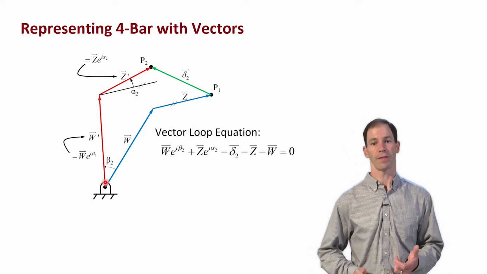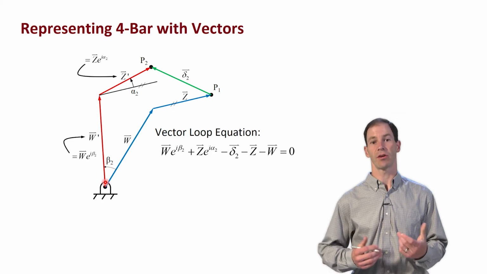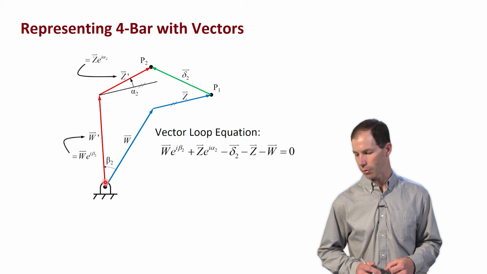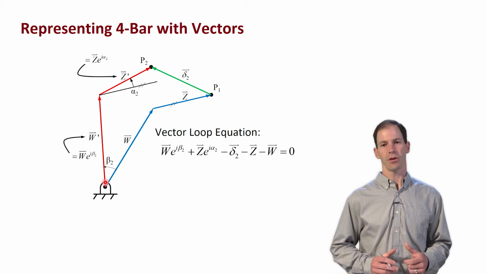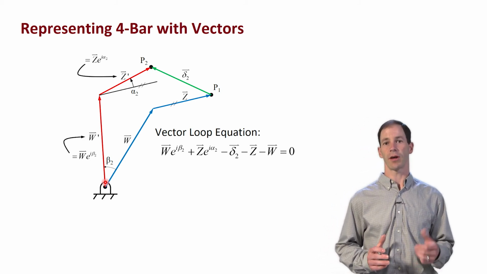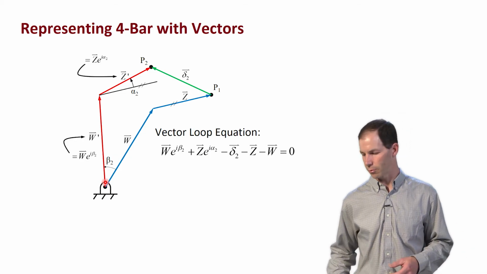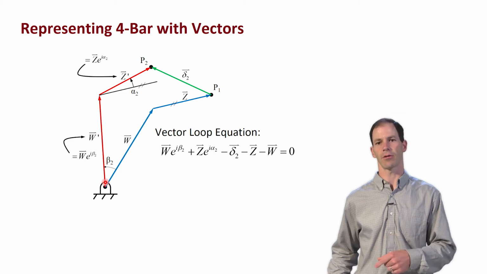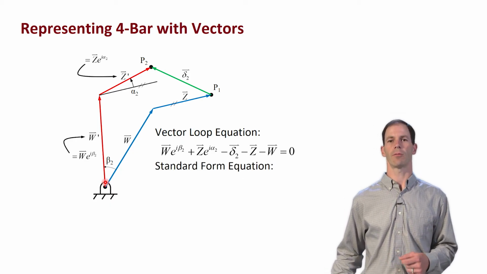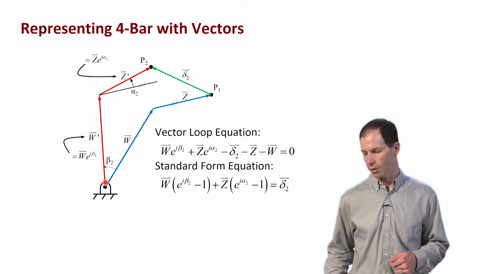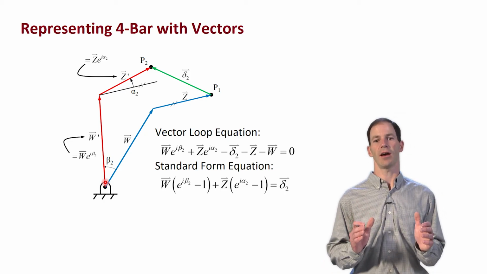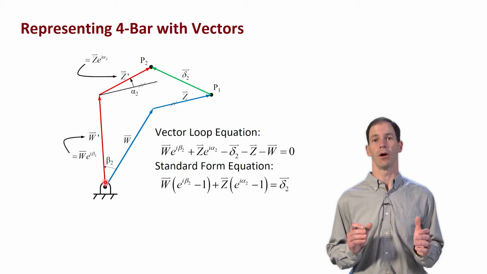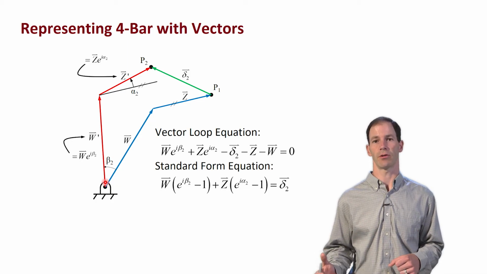So let me go ahead and write that out, where W prime and Z prime, I'm just substituting in how I'd formulated those with the rotation operators. And now what you'll see is that I have a few terms that are similar. I've got W and I've got Z, so I can collect those terms and rewrite this, and I'm also going to put the displacement vector, the delta 2 vector, on the other side of the equation. So when I do this, I form what we call the standard form equation, where I've got W being multiplied by e to the i beta 2 minus 1, and then plus Z being multiplied by e to the i alpha 2 minus 1, and then that's equal to the displacement vector delta 2.